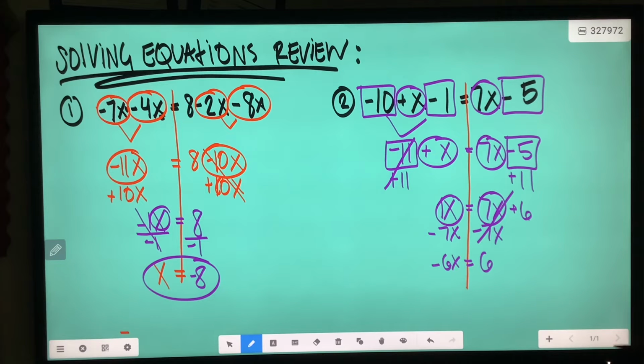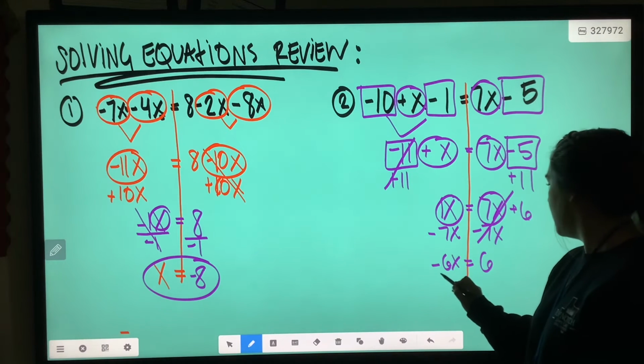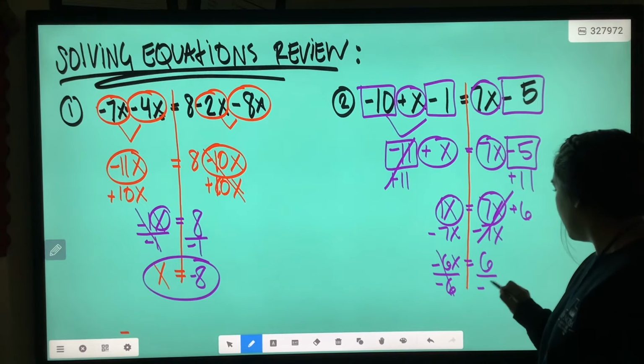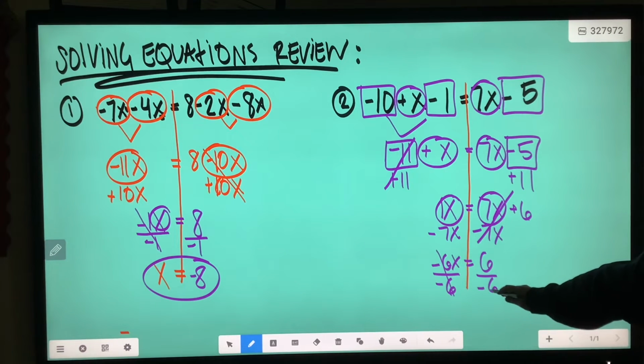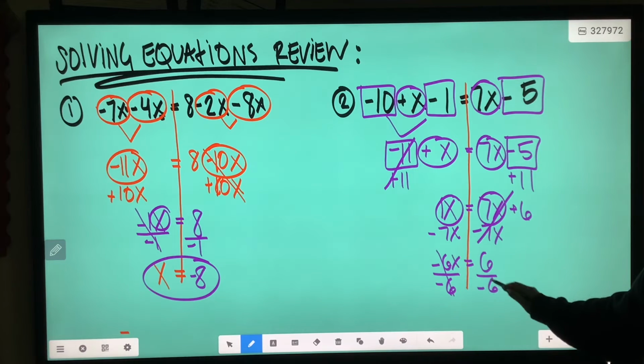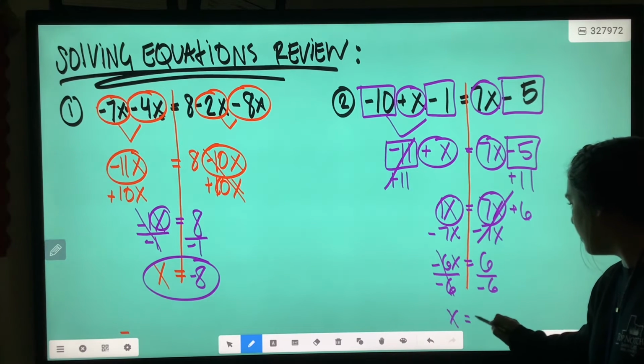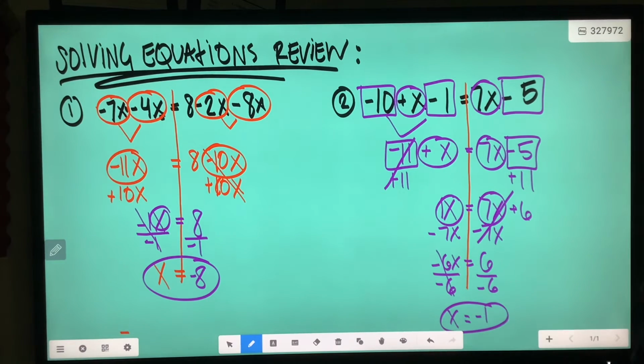Okay, and so the last thing I'm going to need to do is divide by this negative 6 here and here. Now 6 divided by negative 6 does not cancel out, by the way. It's 1. It's actually a negative 1. So I have x equals negative 1, and that is the answer.